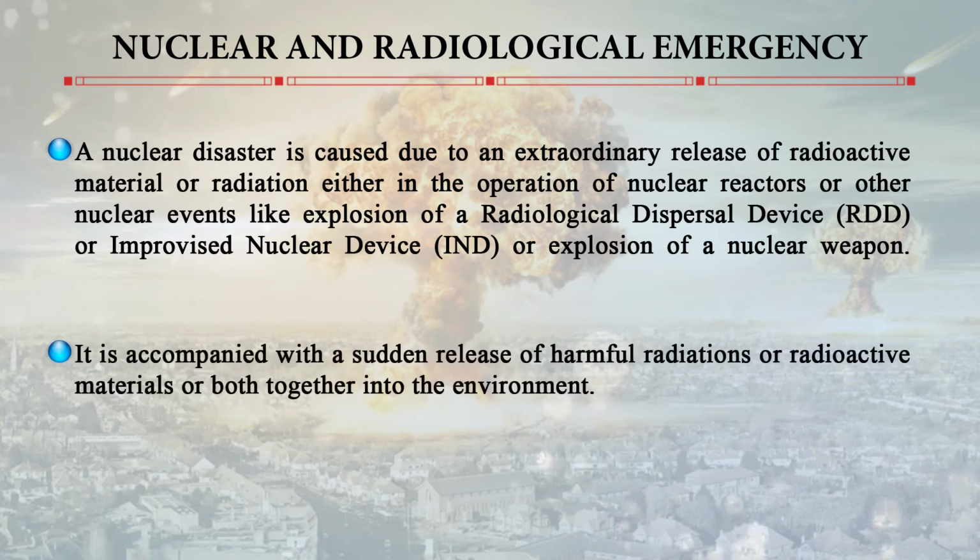So, how does this occur? It is accompanied by a sudden release of harmful radiations with radioactive materials which can be ejected, or both together, and all this can harm the environment. The radiations that are emitted are very toxic in the immediate surroundings, but even at a 10 kilometer distance the radiations are very toxic, and they affect your genetic makeup and genetic system, and mutations can occur at the DNA level. So, for a long time you can have carcinogenic or other mutagenic problems.